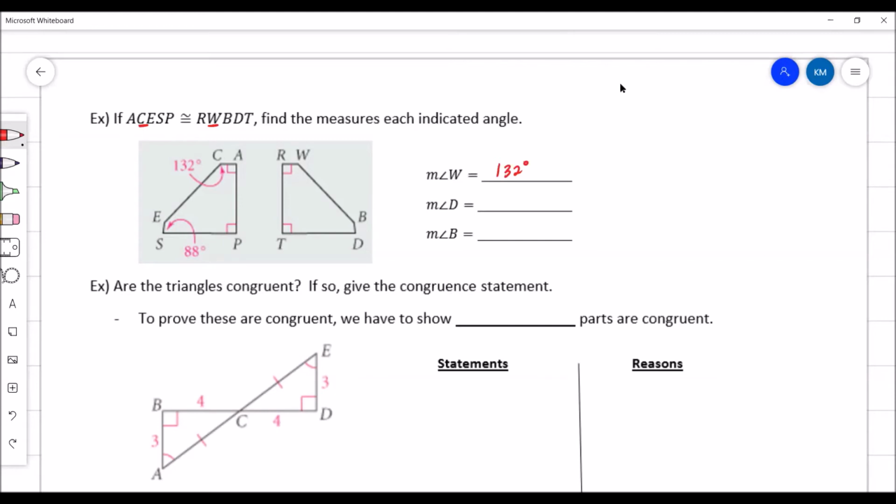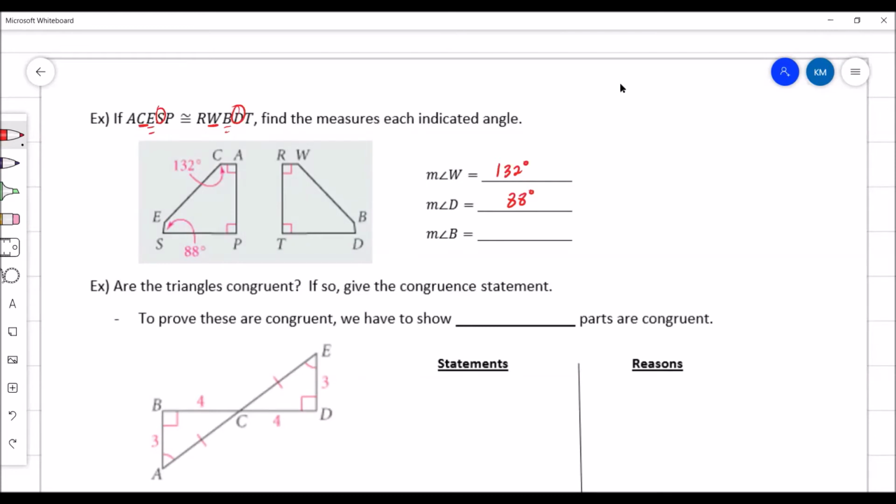Angle D is not marked for us, but angle D, again, is in the same position as S. So if I know S, which I do, it's 88, then I know that D should be 88. And then angle B, where is angle B? It's the third one here. Okay. Should be the same as angle E. Do they tell us angle E? They do not. They did not tell us angle E. Okay, but we should know that it's going to be the same as angle E.